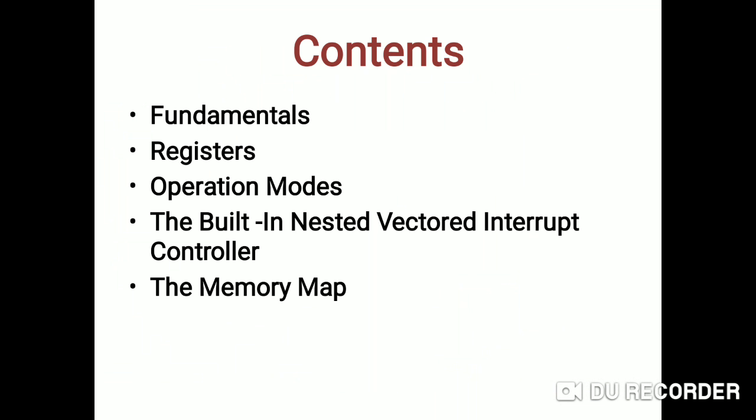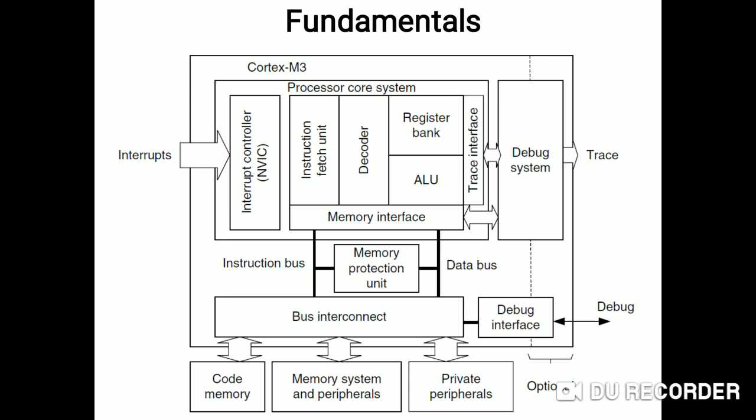The contents of this video are fundamentals of Cortex-M3, registers, operation modes, the built-in nested vectored interrupt controller, and the memory map. So the Cortex-M3 is a 32-bit microprocessor. It has a 32-bit data path, a 32-bit register bank, and a 32-bit memory interface.